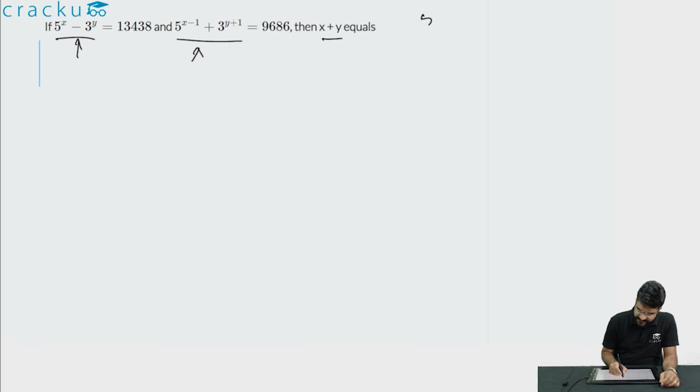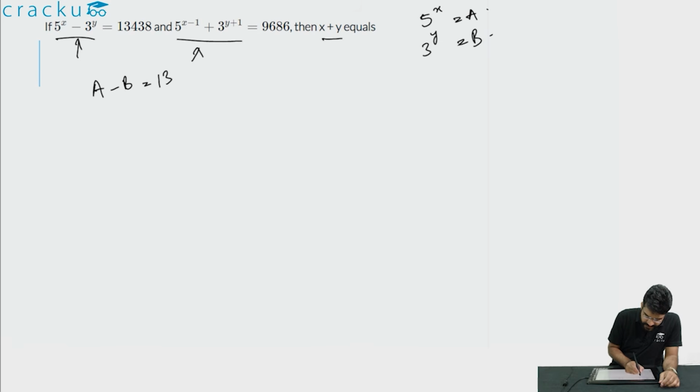So what we'll do is, we'll consider 5 to the power x to be equal to a and 3 to the power y to be equal to b. So we'll first find out the value of a and b. From that, we'll find out the value of x and y, and then calculate x plus y. So the first equation transforms to a minus b is equal to 13438. Now 5 to the power x minus 1, which is equal to 5 to the power x by 5, will equal a by 5.